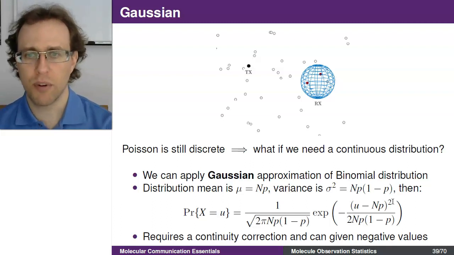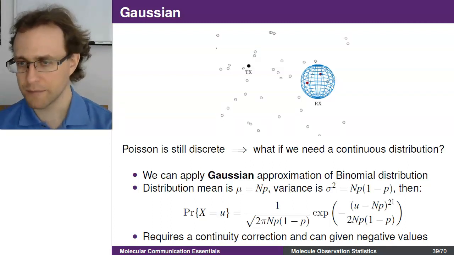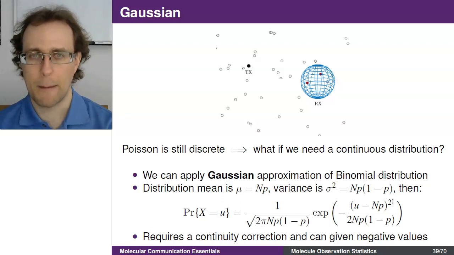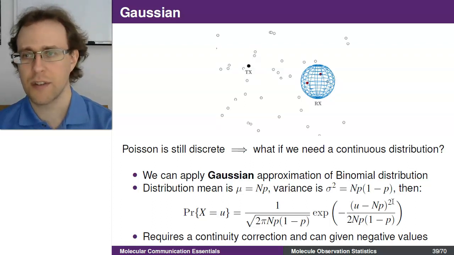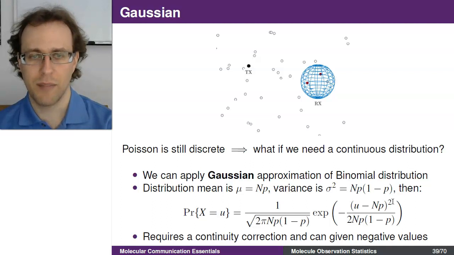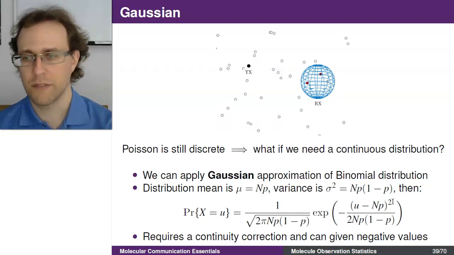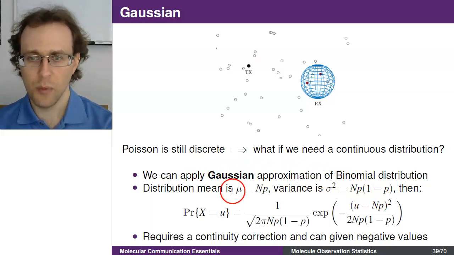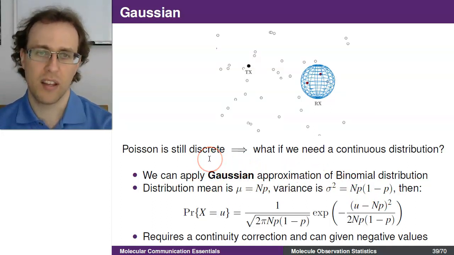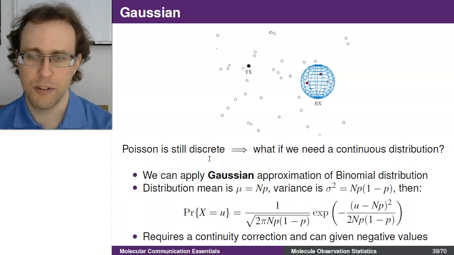We do note that the Poisson is still discrete. It does have a factorial in it, although there are continuous representations. What if we do want to work with a commonly found, popular, and often accurate continuous distribution? So instead of Poisson, we can also apply a Gaussian approximation of the binomial distribution.